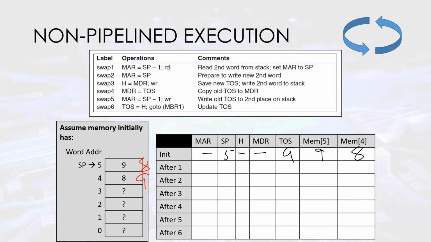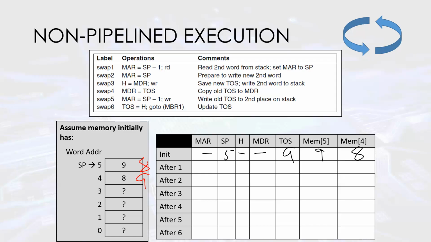Now, I would normally fill out every row, even if it's repeating, but it's really hard for me to write into these boxes, so I'm just going to only do it if it changes. Okay. All right. So after 1, John, what's going to happen? So we have MAR equals SP minus 1.